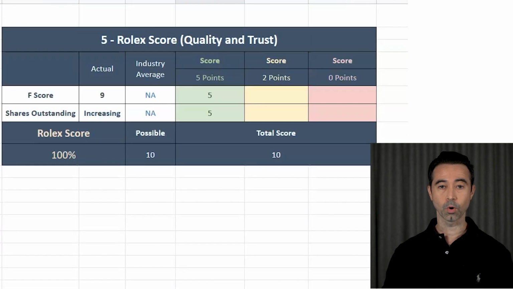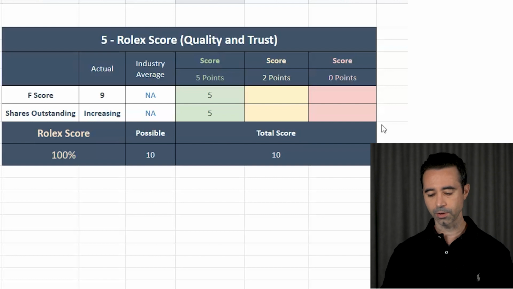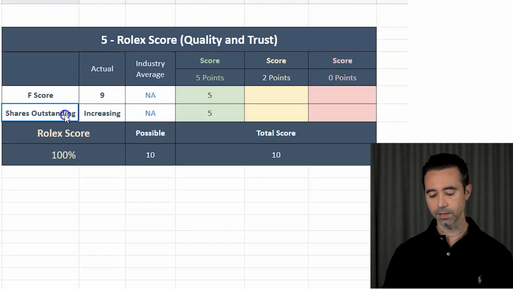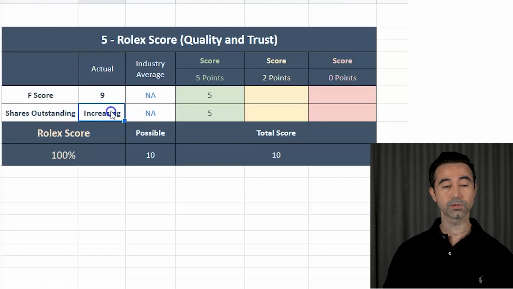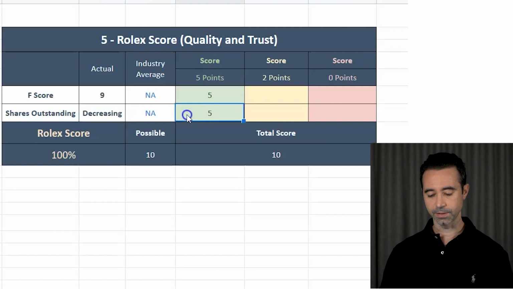And then my Rolex score, which is what I like to see, something called the Piotroski F score. You can watch my video on that if you haven't seen it. So this is a 9. A 9 is the highest Piotroski F score you can get. Very good. Then we have shares outstanding, and they're decreasing. This should say decreasing. And because they're decreasing, I'm actually giving it a 5 as well.